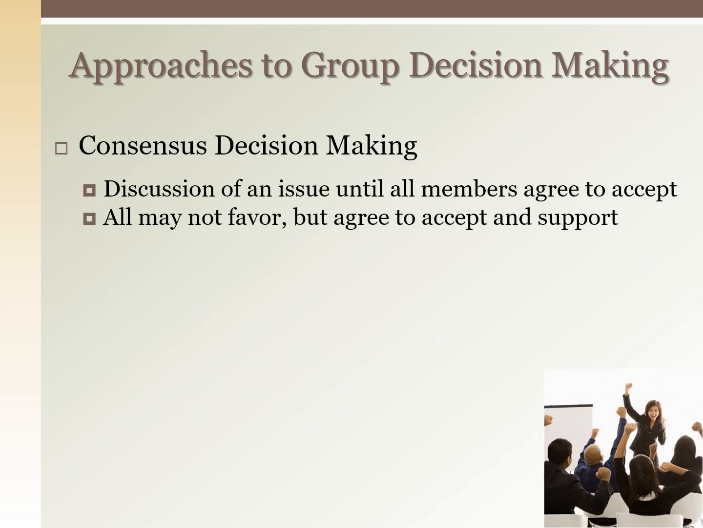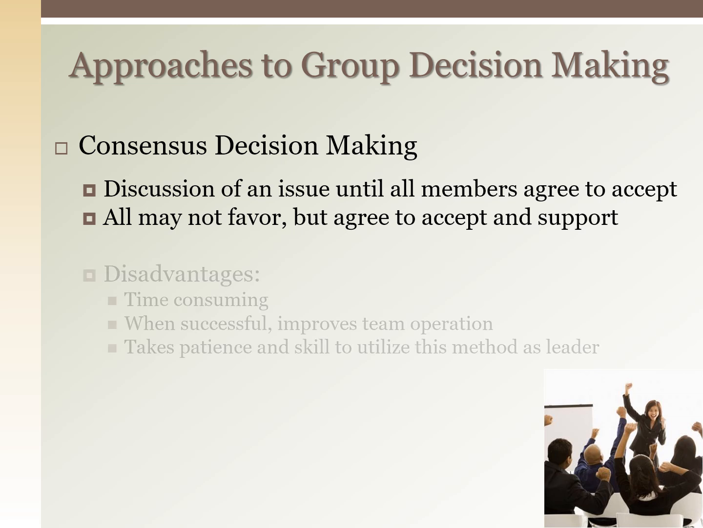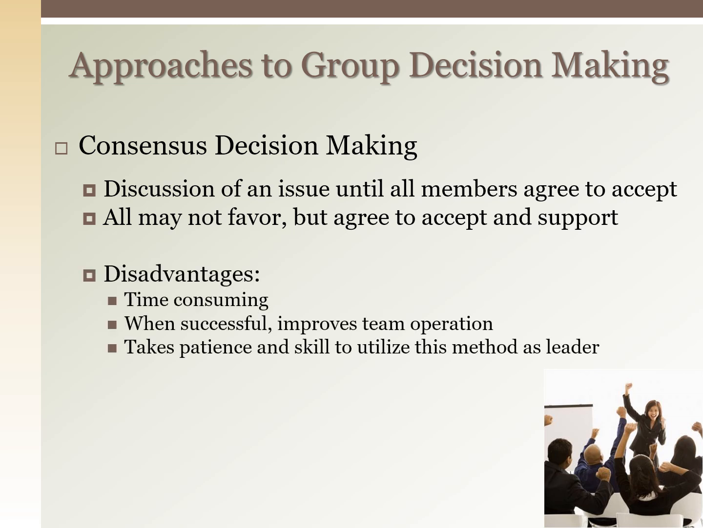Consensus decision making is a discussion of an issue until all the members agree to accept it. All may not favor it, but they all agree to accept and support it. The problem again here is it's time consuming. When successful, it improves team operation, but that's if it's successful. It takes patience and skill to utilize this method as a leader.